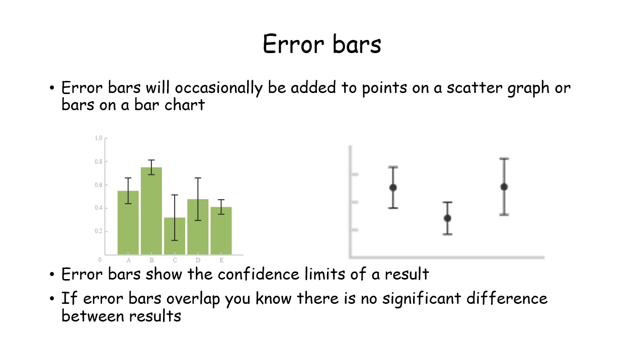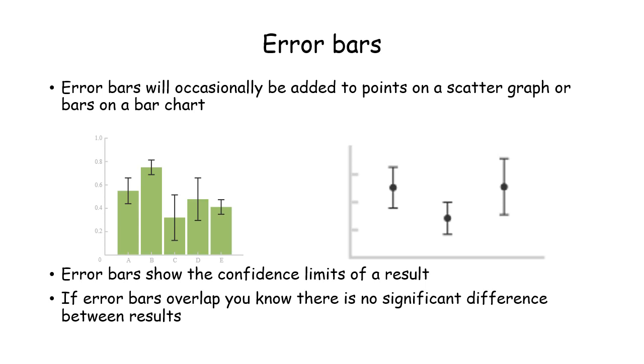That doesn't mean that the data cannot be used for anything, but it just means that if the error bars overlap, there is no significant difference between those results. So you cannot argue that 2 points are different if their error bars overlap. If we look at the bar chart on the left, many of those green bars have error bars on them that overlap with one another.